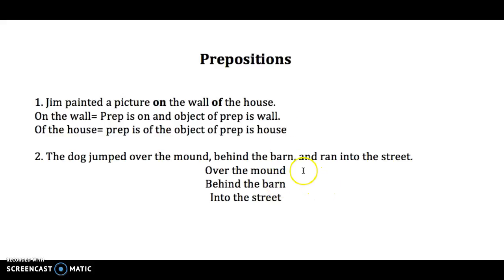So now on the second one, over the mound tells us exactly where the dog jumped. Behind the barn also tells us where the dog jumped. And into the street tells us where the dog ran. So we have a different verb there.